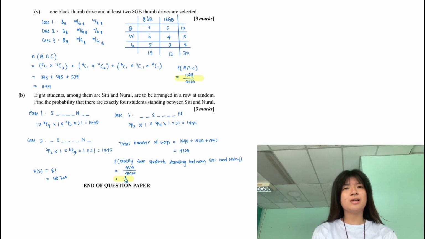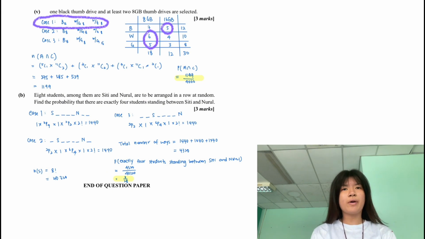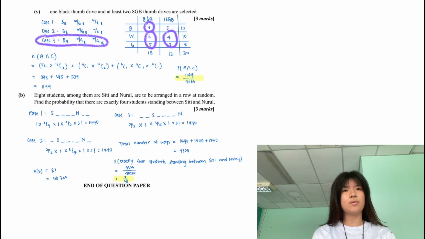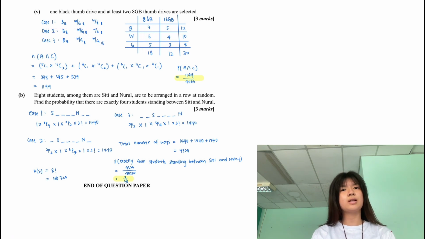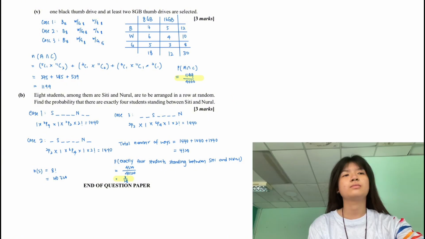So let's move on to question 5. The question asks for the probability that one black thumb drive and at least two 8 GB thumb drives are selected. So for case 1, 5C1 times 11C2, and for case 2, 7C1 times 11C2, and for case 3, 7C1 times 11C1 times 7C1. So the sum is 1199. To get the probability, we use 1199 over the number of samples, which is 4060.